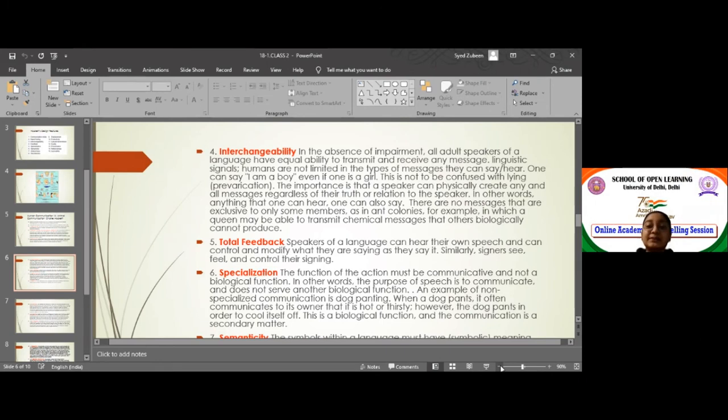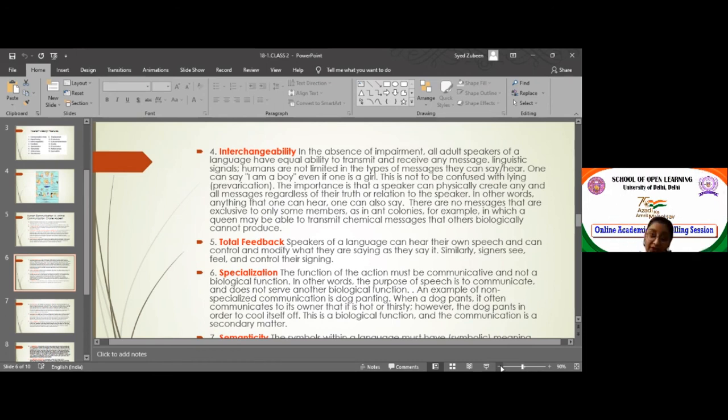The importance is that a speaker can physically create any and all messages regardless of their truth or relation to the speaker. In other words, anything that one can hear, one can also say. There are no messages that are exclusive to only some members, as in ant colonies, for example, in which a queen may be able to transmit chemical messages that others biologically cannot produce.